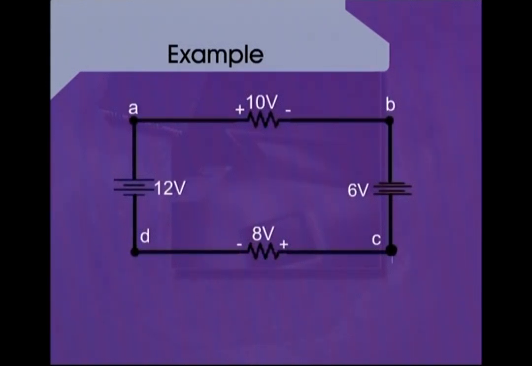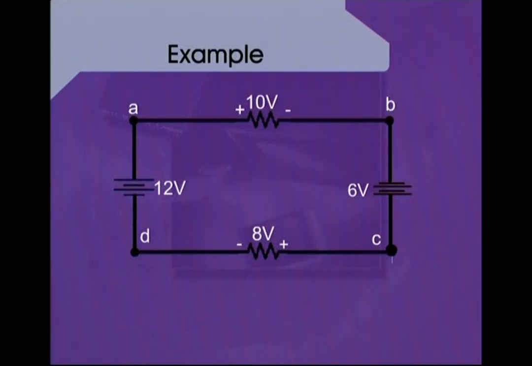Slide shows a circuit consisting of 2 voltage sources, each having a value of 6 and 12 volts. There are only 2 resistances which have been used in this circuit.